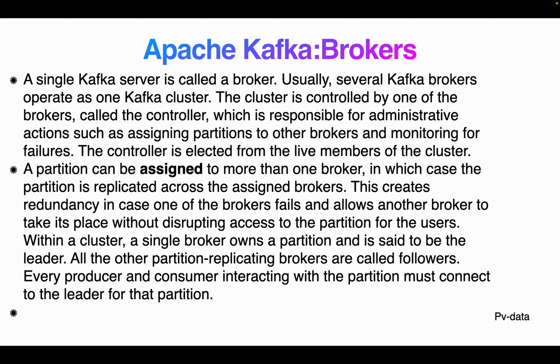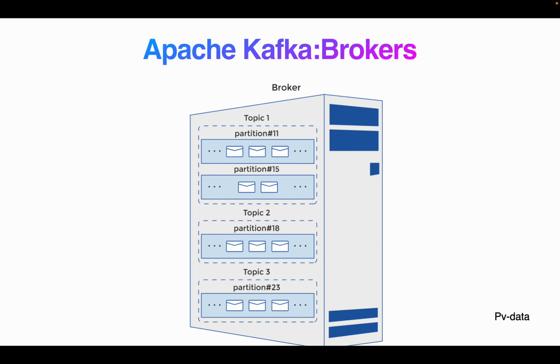Within a cluster, a single broker owns a partition and is said to be the leader; all other brokers the partition is replicated to are called followers. Every producer and consumer interacting with the partition must connect to the leader of that partition. So this is the complete diagram. The broker is in a cluster. In the broker we have topics, various topics, and then we have partitions.